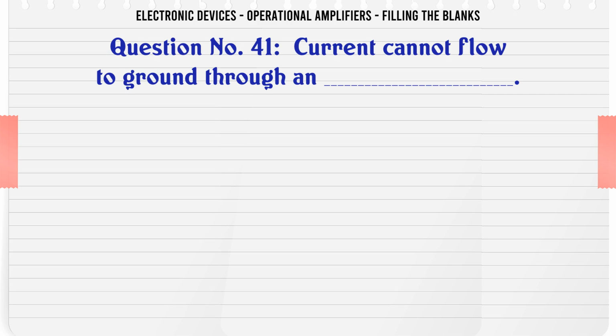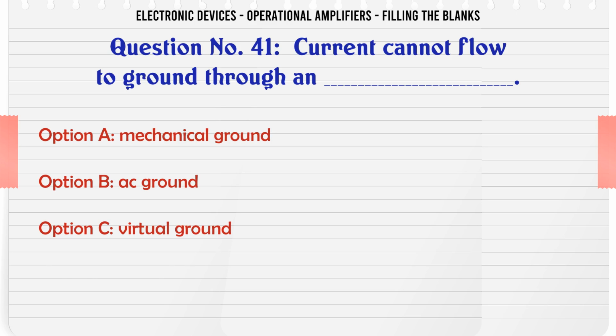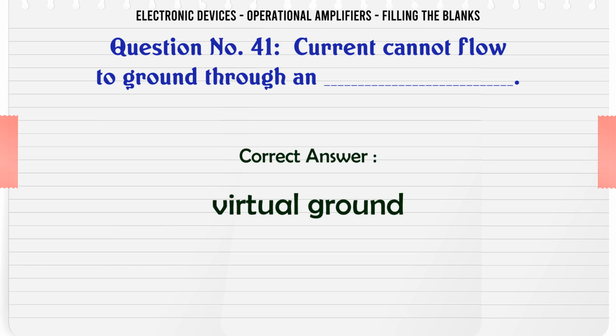Current cannot flow to ground through a A. mechanical ground, B. AC ground, C. virtual ground, D. virtual short. The correct answer is virtual ground.